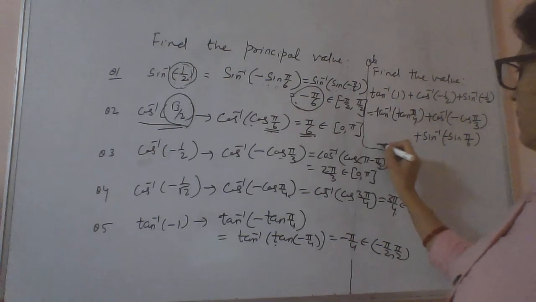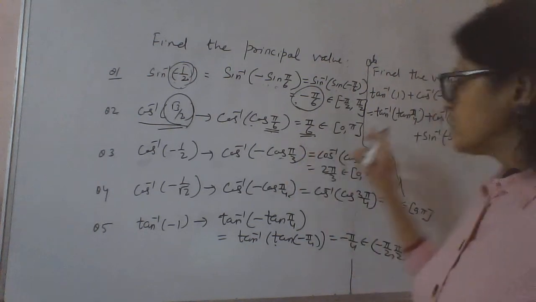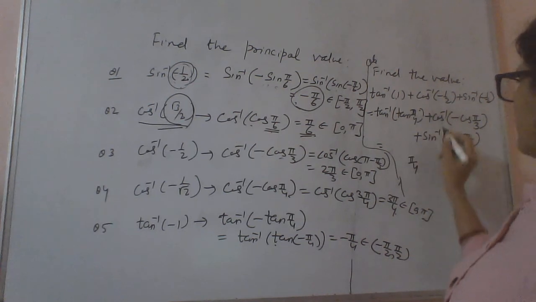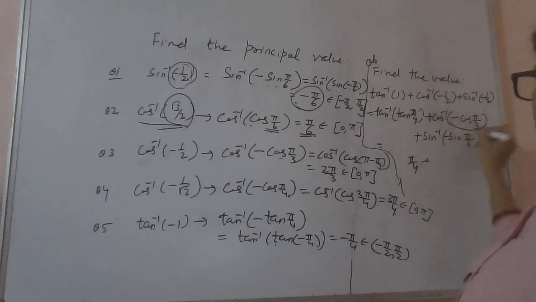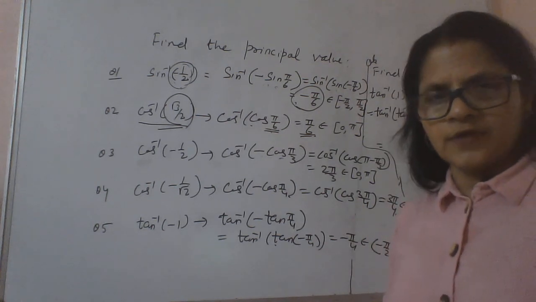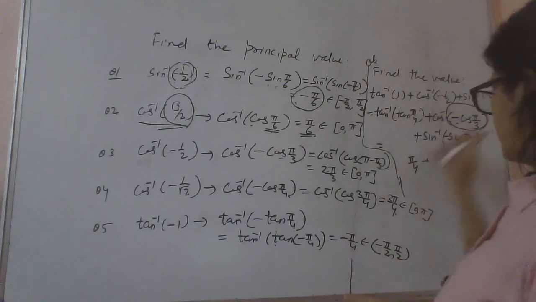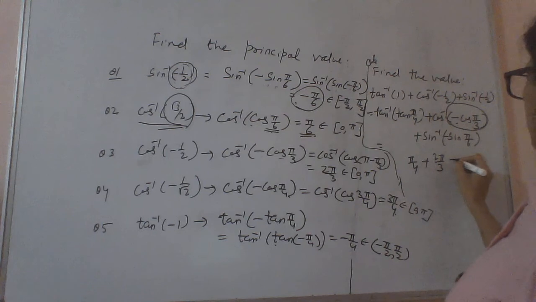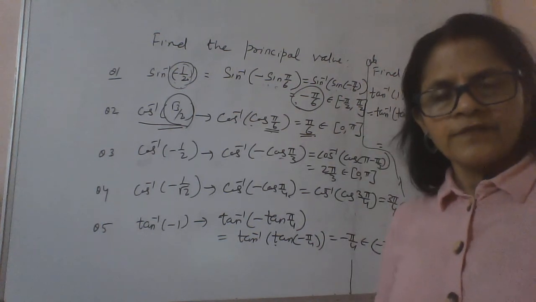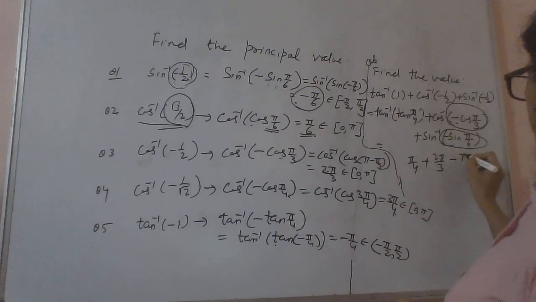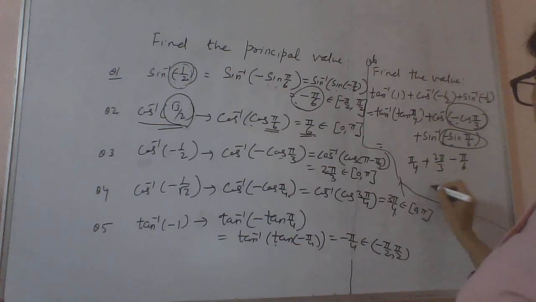Now you are familiar with the functions. Tan inverse tan pi by 4 is pi by 4 here. Now here you see minus cos pi by 3 is cos of pi minus pi by 3, that means cos 2 pi by 3. So from this we get 2 pi by 3. Then here it is minus sin pi by 6, which is equal to sin minus pi by 6. So here you will be getting minus pi by 6. So you can simplify easily.